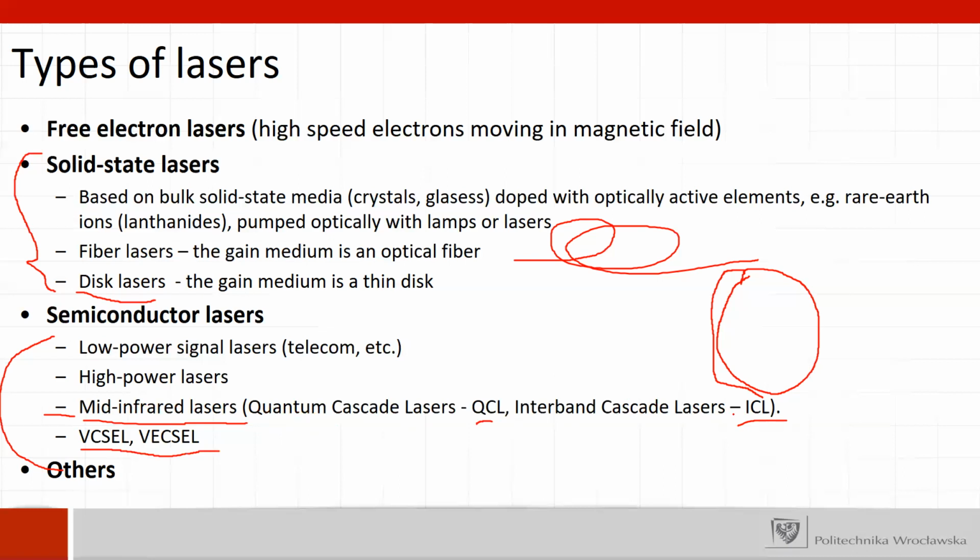So this is a group of lasers with a vertical cavity. So the beam is not emitted from the edge of the semiconductor, but from the top layer of the semiconductor. So VCSEL stands for vertical cavity surface emitting laser, and VECSEL is the vertical external cavity surface emitting laser. So they emit from the surface. There's a hole in the surface of the semiconductor, and it emits light from this hole.